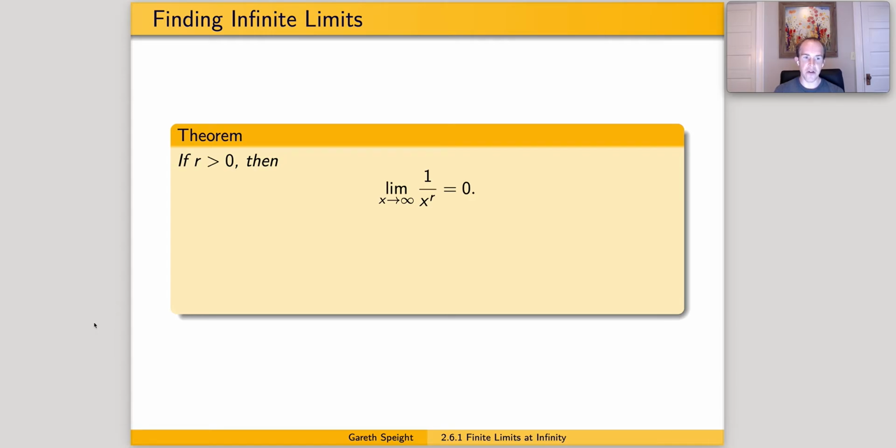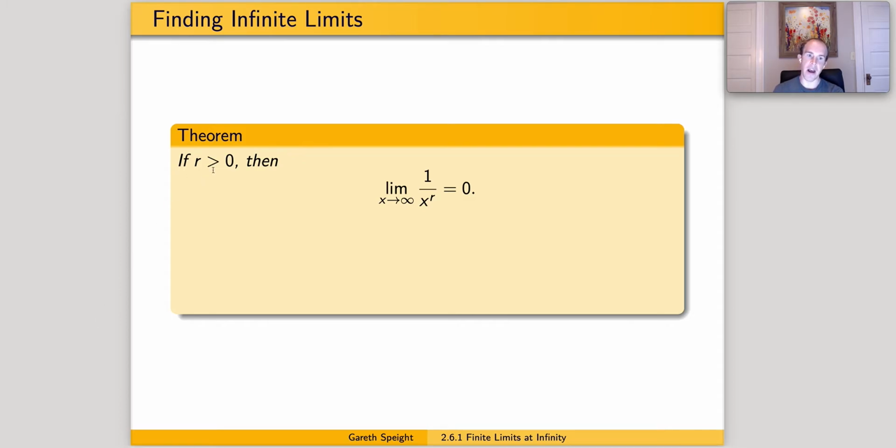Okay, and since we have all these ingredients of the limit laws for combining infinite limits, it makes sense that we need a couple of basic limits that we can start using. One useful fact is that the limit of 1 over x to the r as x goes to infinity should be 0. Some examples: say r equals a half, the limit of 1 over square root x is 0 as x tends to infinity. If r was 2, the limit of 1 over x squared is 0 as x tends to infinity. If r is 100, the limit of 1 over x to the 100 equals 0.